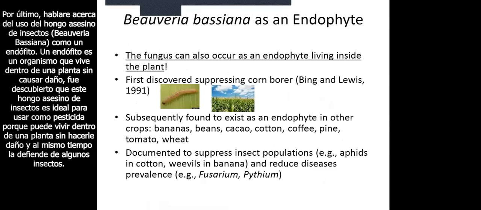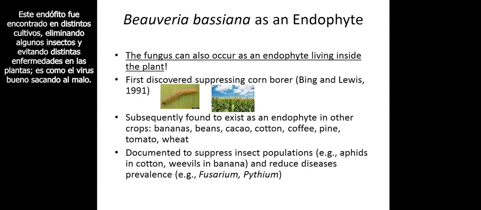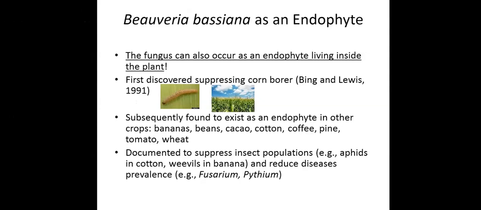Lastly, I'll talk about using that insect-killing fungus, Beauveria bassiana, as an endophyte. An endophyte is something that lives inside a plant but doesn't cause harm. It was found that Beauveria bassiana, this insect-killing fungus, is very good for applying as a pesticide, but it also can live inside a plant and not hurt it. And in fact, when it lives in the plant, it provides suppression for certain insects. It's kind of a self-defense mechanism that's living inside the tree. This fungus was found as an endophyte in many different crops and suppressing many different kinds of insects and even reducing diseases. So it's like the good fungus pushing out the bad fungus.